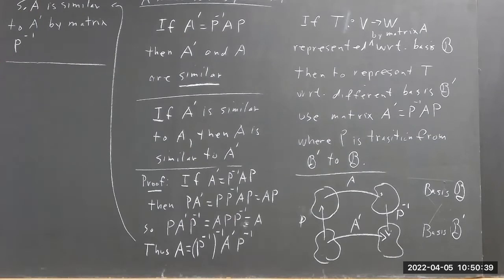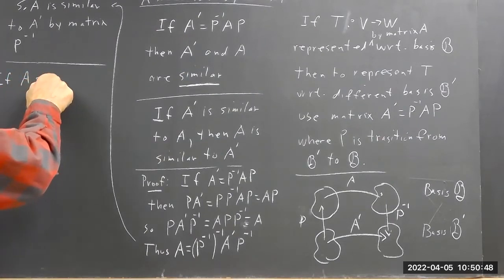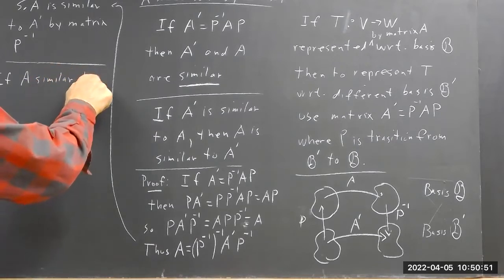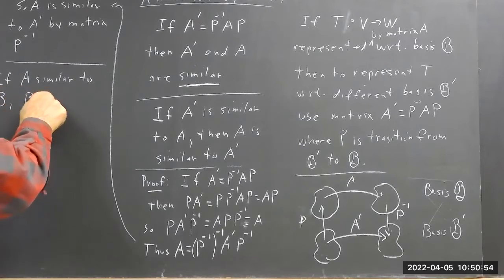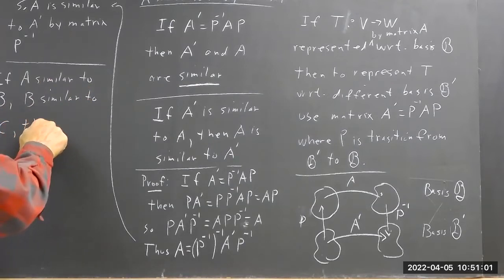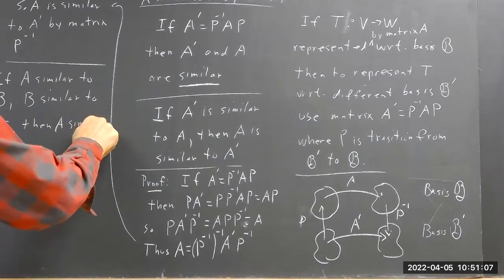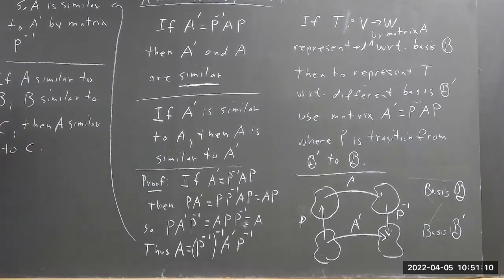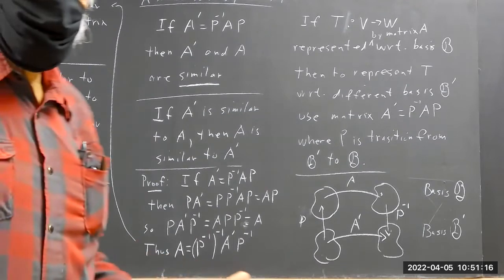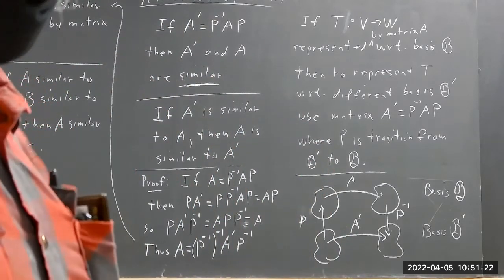Now, you can similarly prove, and it's pretty simple, that if A is similar to B and B is similar to C, then A is similar to C. It's just a matter of pretty much writing it out. You want to look at that proof. You want to understand why that's so. And it's pretty straightforward.